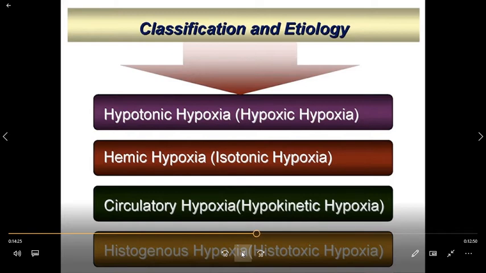Normally when the cell itself is poisoned or has contact with toxic materials, the mitochondria cannot process oxygen properly, or in other words, it's internal respiration. Then the cell cannot make good use of the oxygen that has been transported to it, which is histogenous hypoxia.